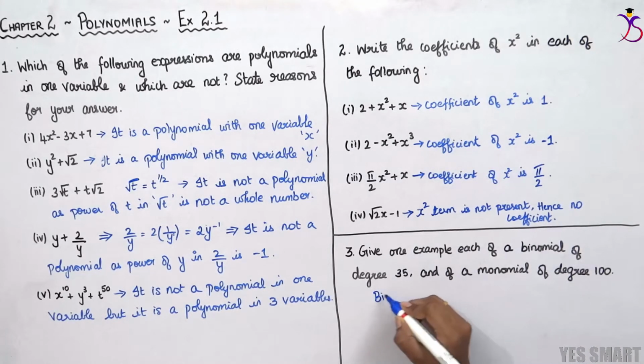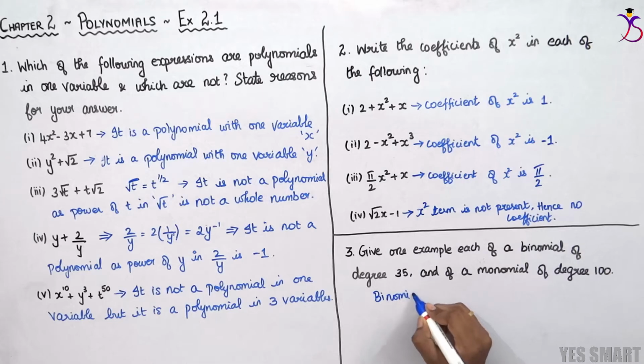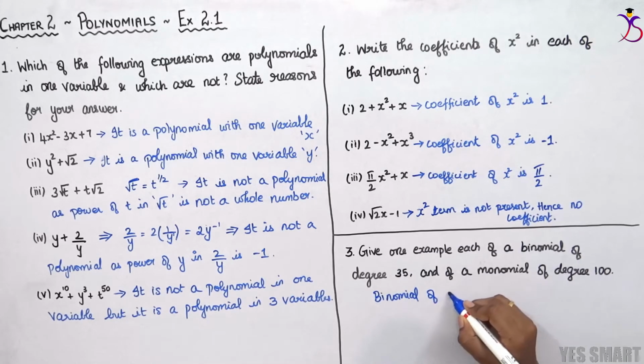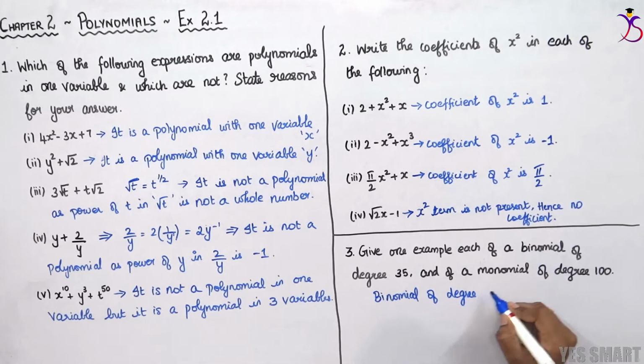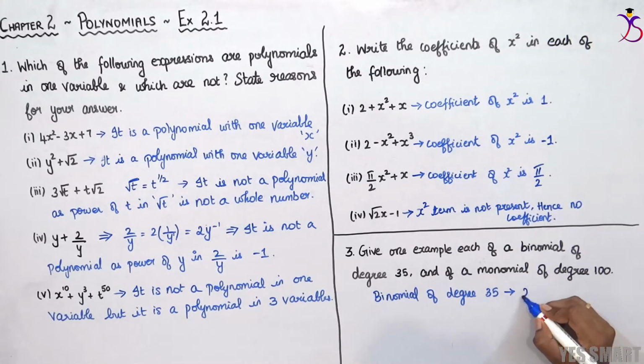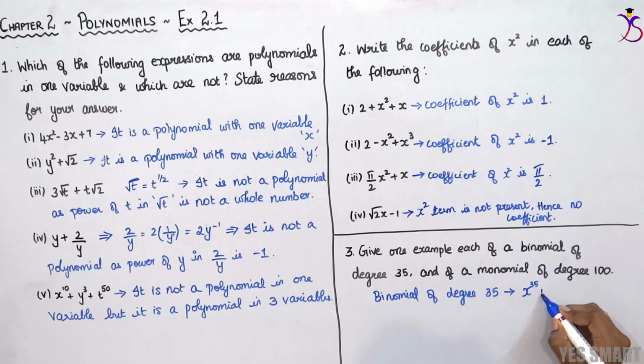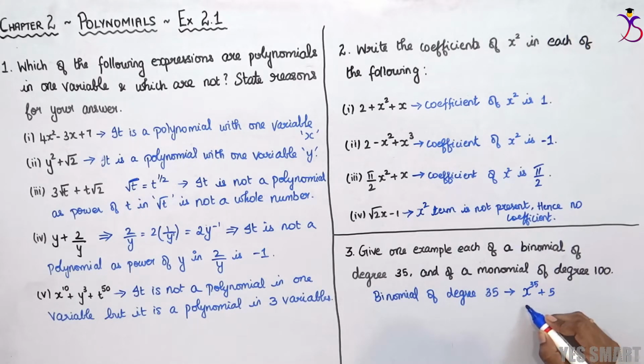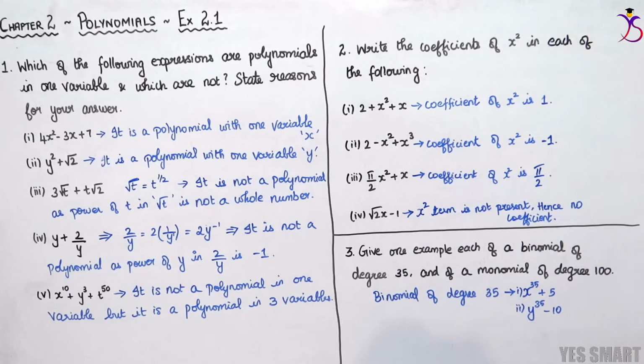Now we will write the example of a binomial first. Binomial of degree 35, you're supposed to write two terms. So let's take any variable. For example, x power 35 plus any constant, say 5. Second example, we can take the variable as y. So y power 35. The second term we can have any constant. So we will write minus 10.